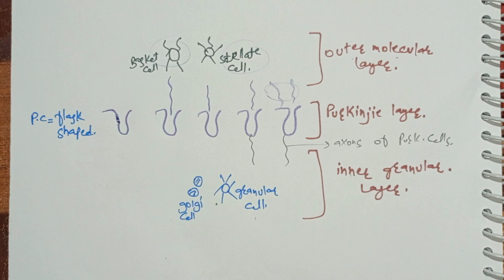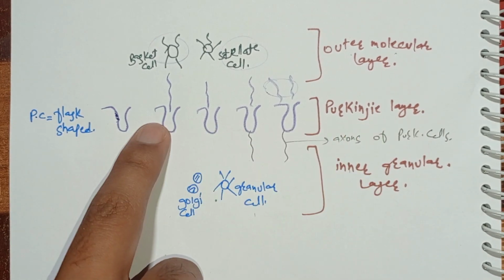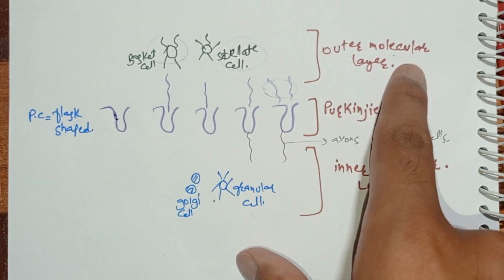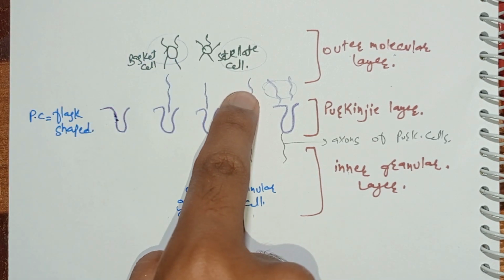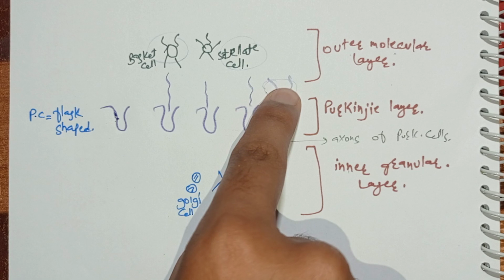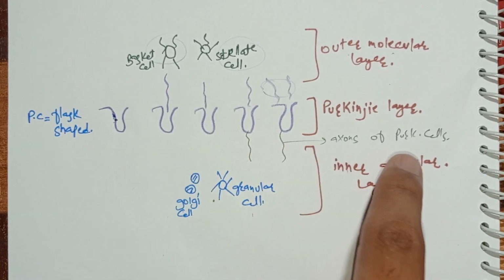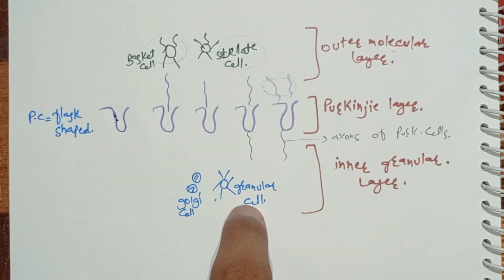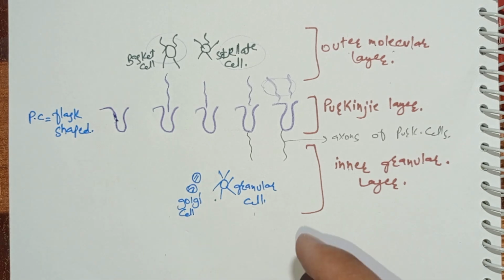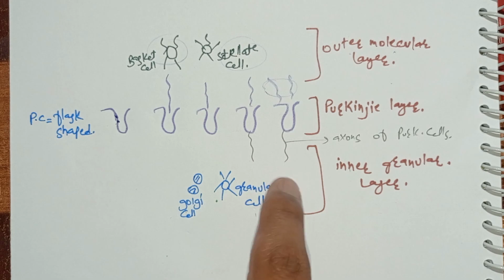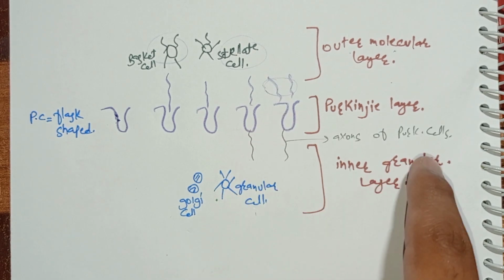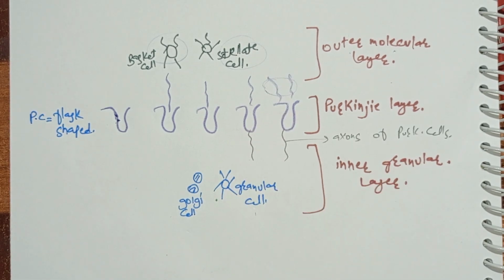What are the different layers? The Purkinje layer contains Purkinje cells, flask-shaped cells. The outer molecular layer contains stellate cells and basket cells, and along with these two types of cells, it contains dendrites of the Purkinje cells. The inner granular layer contains granular cells and Golgi cells, along with the axons of Purkinje cells. The Purkinje cell gives an axon, which is contained in the inner granular layer. So this is the structure of the cerebellum.